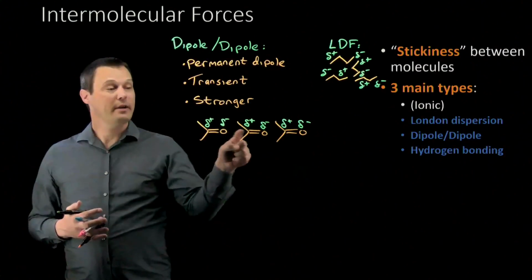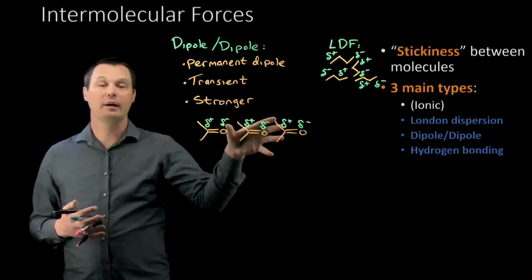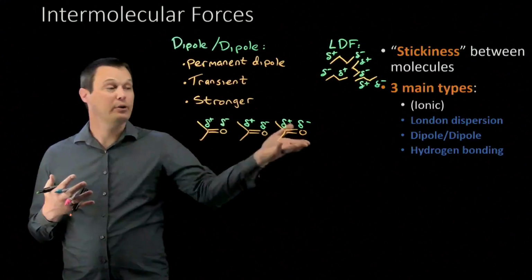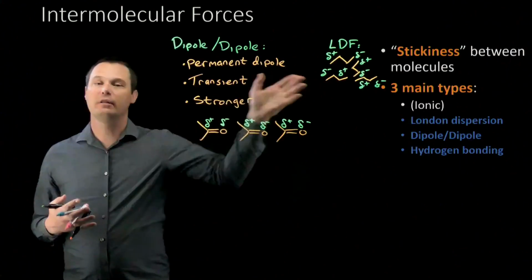To be clear, the interaction between any two molecules is still transient. Once all these molecules line up with their dipoles in line, they're going to break apart and move over and interact with other molecules to form a new lattice of dipole-dipole interactions. It's still transient, but it's stronger than the London dispersion forces.